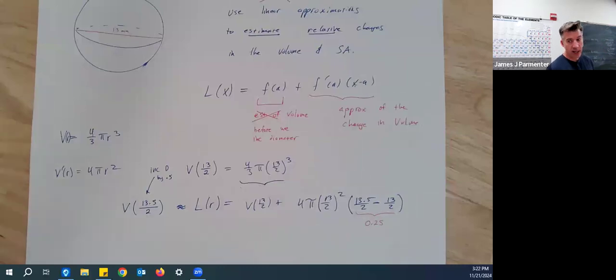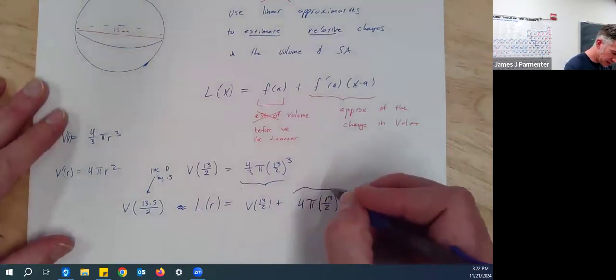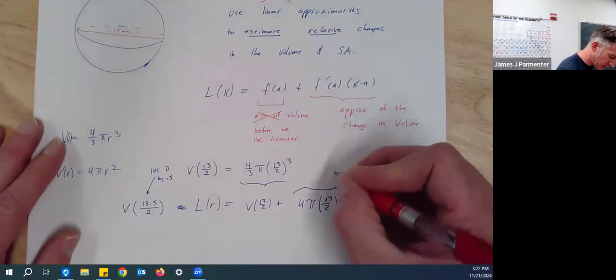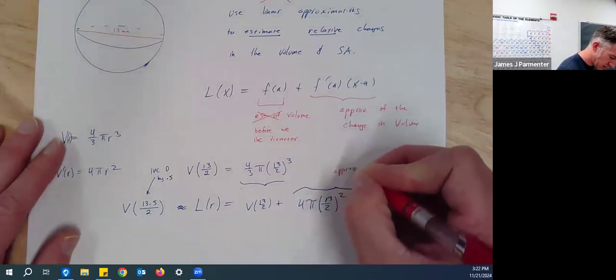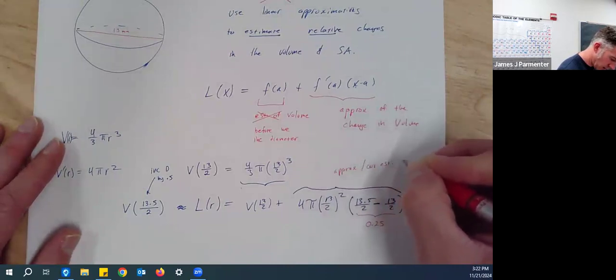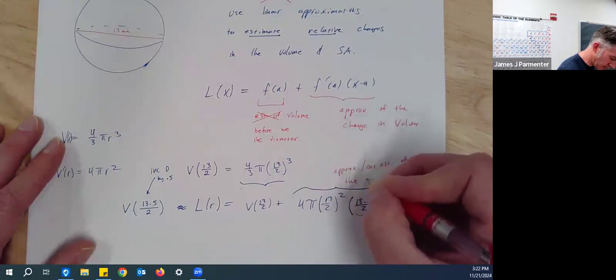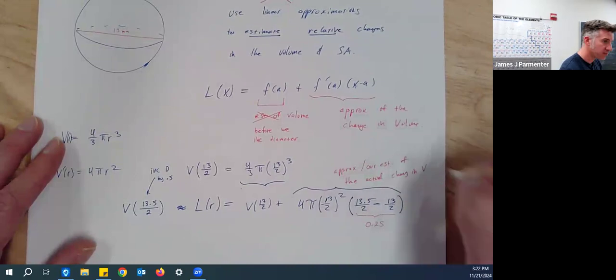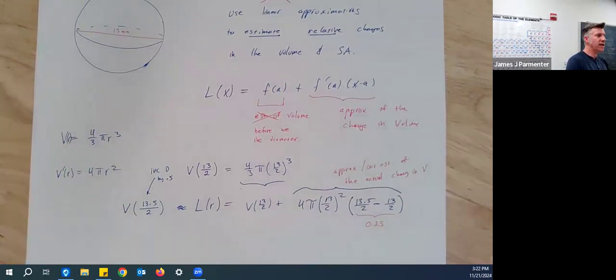So to answer the question here, the volume is increasing by this much, or I should say, that's our approximation. So this here is approximately our estimate of the actual change in volume. But the question didn't ask for that. The question didn't ask us to estimate how much the volume changed. It asked us to estimate the relative change in volume.